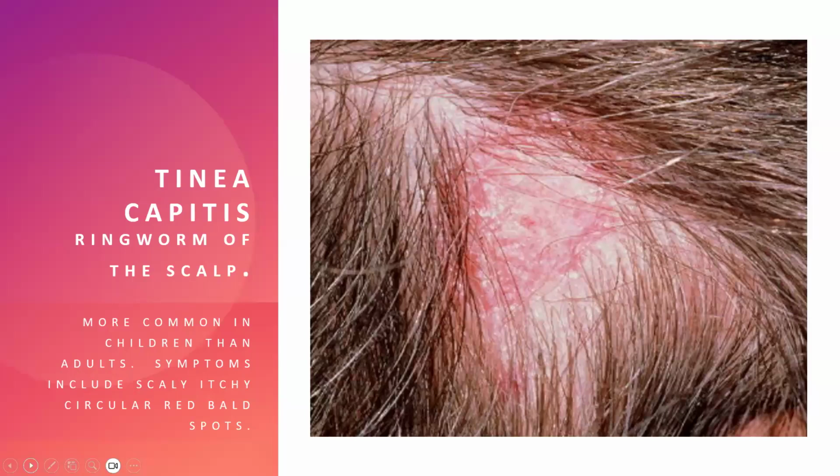Tinea capitis. So this is most common in children, but it can happen in adults as well. Again, there's the scaly, itchy patches. They're red spots, and they tend to be circular when they're on the scalp. And there also may be some hair loss associated with the infected areas.